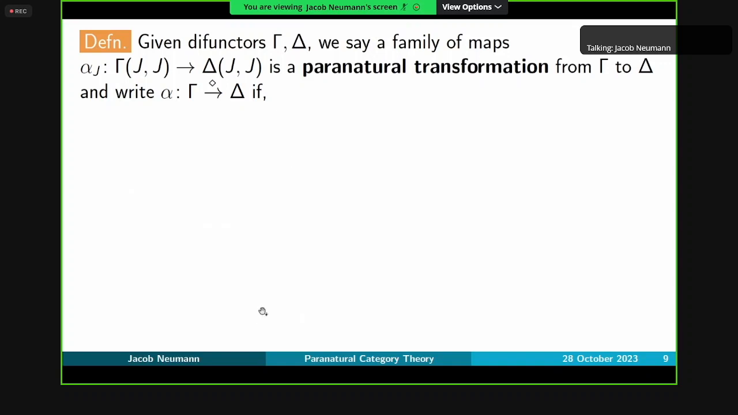And so here's the definition of a strong dinatural transformation, or a paranatural transformation. It's a family of maps indexed over the objects of the domain category of gamma and delta, and it's defined on this diagonal. I'll use this notation to mean that alpha is a paranatural transformation: this arrow with a diamond over it, and you'll see where the diamond comes up.